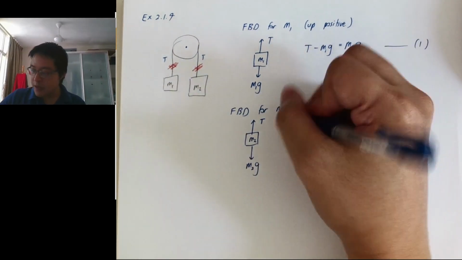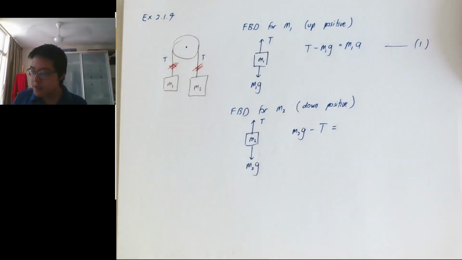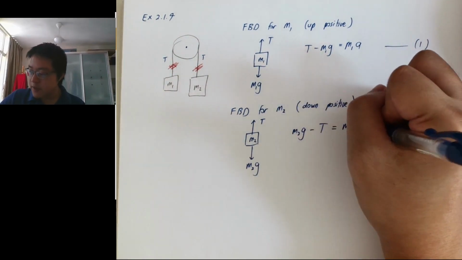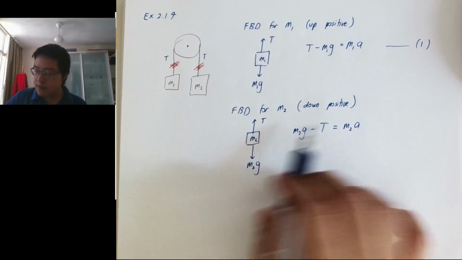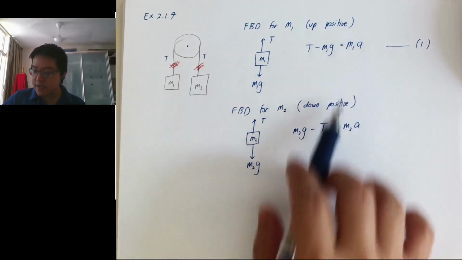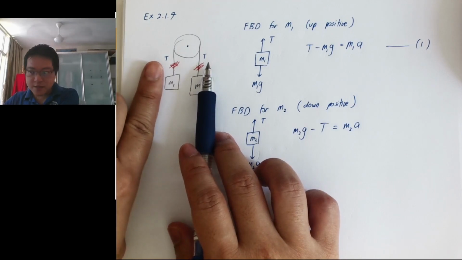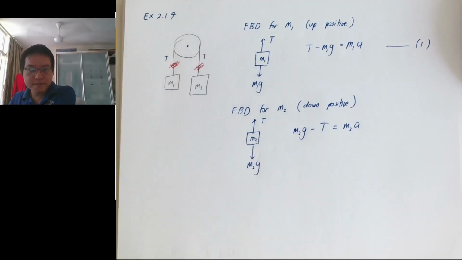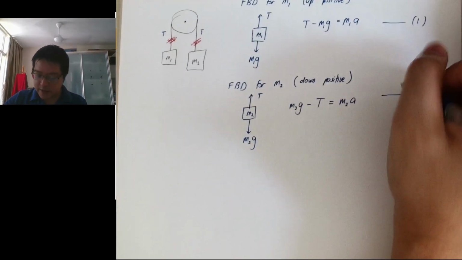If I take down as positive, so this thing is a positive term and this thing is a negative term, and then it will give you M2a. So if I get a to be positive acceleration, that means it's going down. The magnitude of these two a's are the same because this is an unstretchable string, so the two will go at the same speed and also the same acceleration. So I got these two equations now.